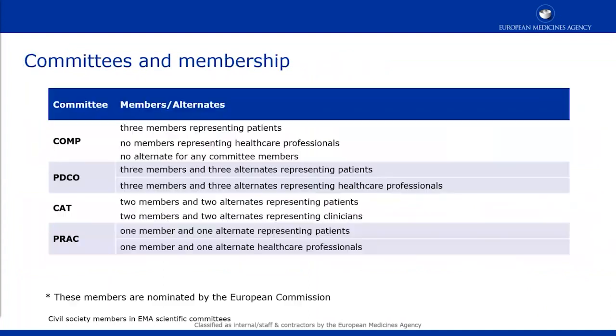In the next slide, I just show you for your own information the number of members that exist on the different committees. So you can see in the first one there are 3 members representing patients and no members representing healthcare professionals. This is the first committee that had patients or civil society members as members of the committee. There are no alternates for any of the committee members. The PDCO has 3 patient members and 3 alternates, and 3 members representing healthcare professionals and 3 alternates. And then we see with the CAT, the Advanced Therapy Committee, we have 2 members and alternates for both patients and healthcare professionals. And with the last committee, the youngest, the PRAC, we have 1 member and 1 alternate for each of patients and healthcare professionals.